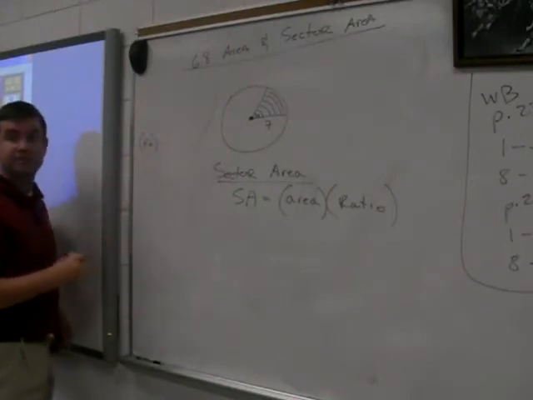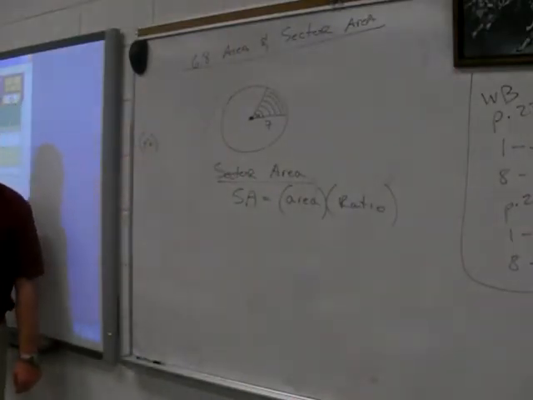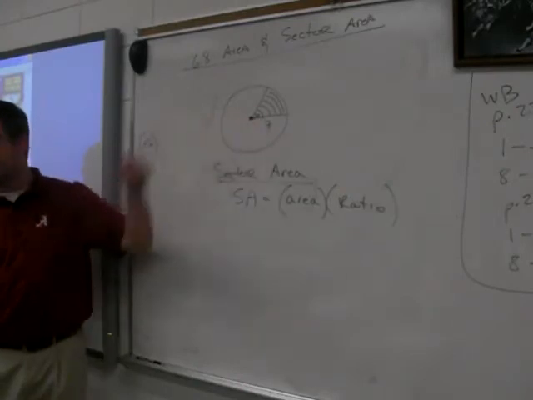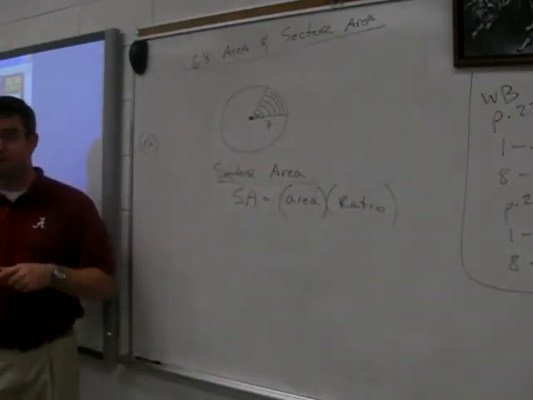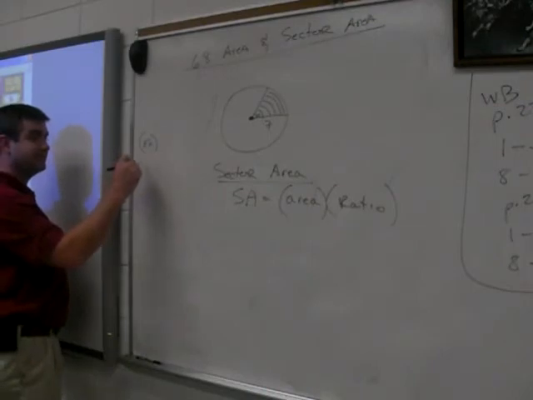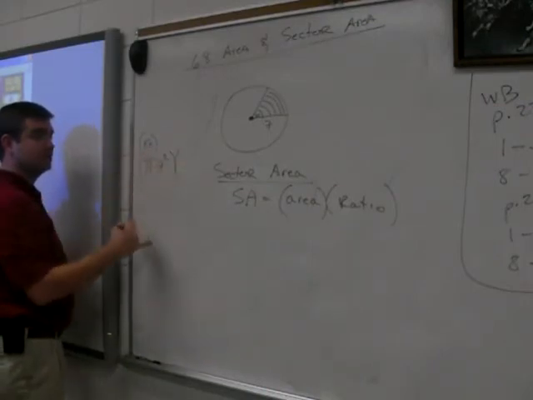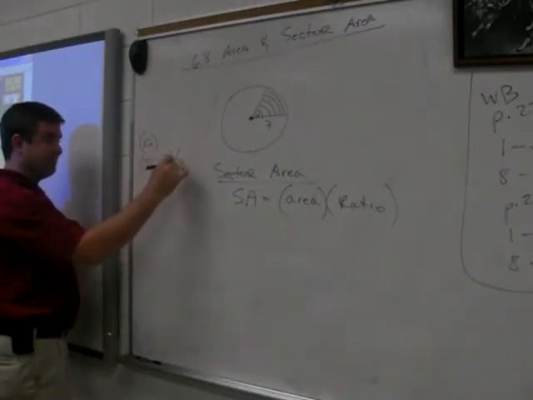Somebody set it up for me. Who can set that up for me? What would we type in our calculator? The radius is 7, and this angle measurement is 30 degrees. 7 squared. All right. Taylor, say it again. Pi times 7 squared. Okay. Times 30 over 360. Very good.